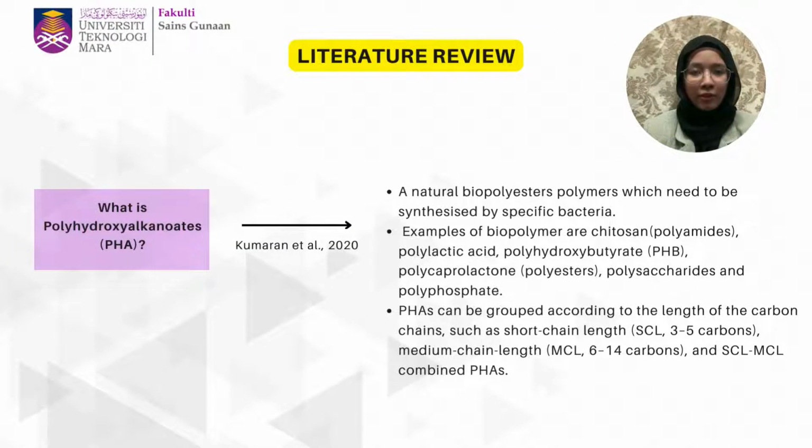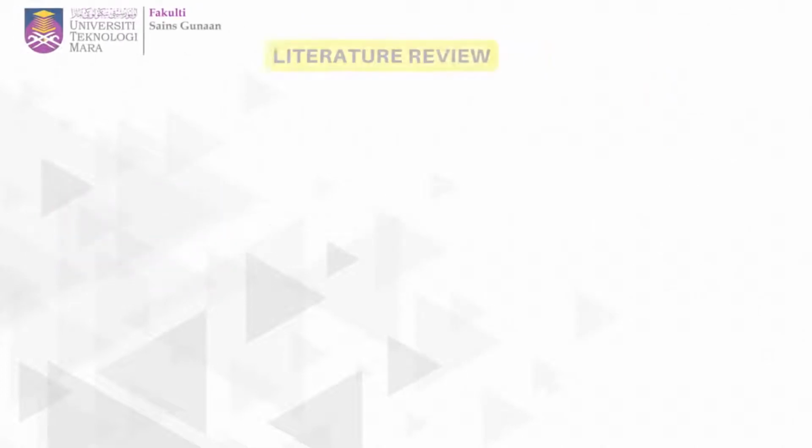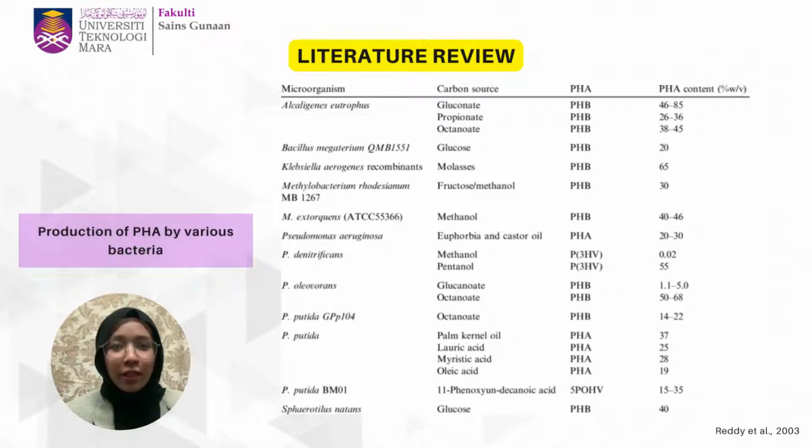Based on a journal by Kumaran, PHA is a natural biopolyester polymer which needs to be synthesized by specific bacteria. Examples of biopolymers are chitosan, polylactic acid, and polyhydroxybutyrate. PHAs can be grouped according to the length of the carbon chains, such as short chain length (SCL), which contains 3 to 5 carbons, medium chain length (MCL) with 6 to 14 carbons, and SCL-MCL combined PHAs. As you can see, these are examples of PHA production by various bacteria and their carbon sources. This info is based on the cited research papers.